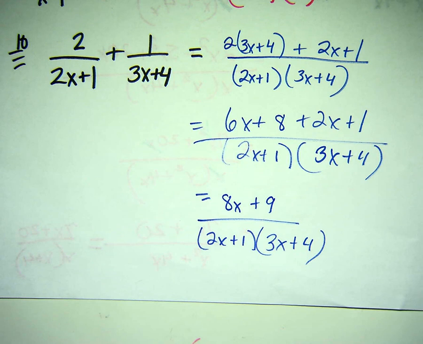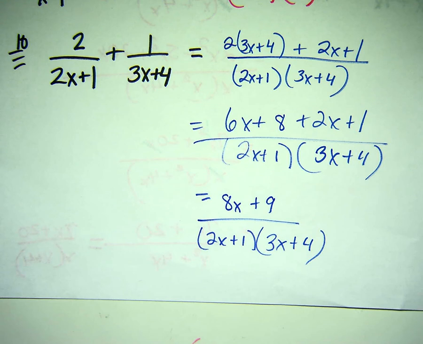So once again, we're going to use the butterfly method. So we're going to multiply across for our denominator. So that's 2x plus 1 times 3x plus 4. So that's where we got that from. Now we're going to cross multiply diagonally. So we have 2 times 3x plus 4. Bring over your plus sign. And then multiply 1 times 2x plus 1. That's where we got that from.